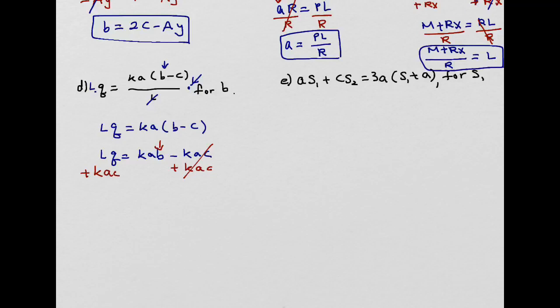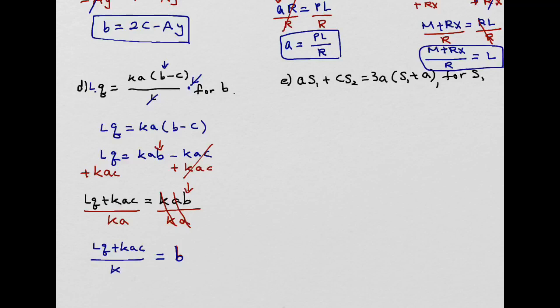So you get KAB on one side. The other side will be LQ plus KAC. And then in order to isolate B, you need to divide by Ka. You do the same thing on the other side, where your B is going to equal LQ plus KAC over KA.